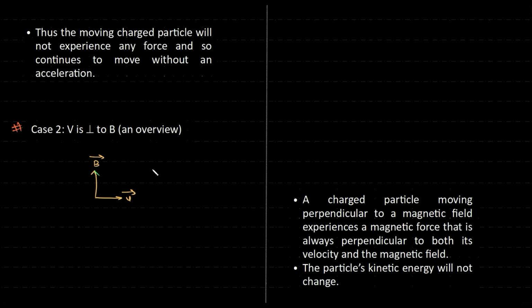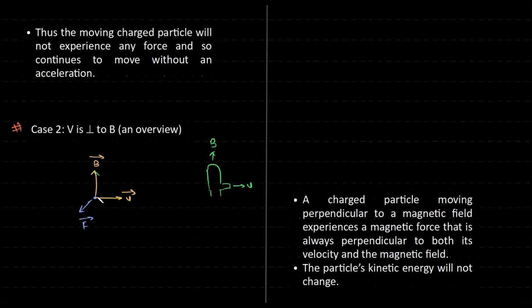So let's use our right hand palm rule. I'm pointing my right hand that way, with my thumb in the direction of velocity. And my palm is facing what? Is my palm this side or that side? Please do it. It will be facing towards us. So that is the direction of force.